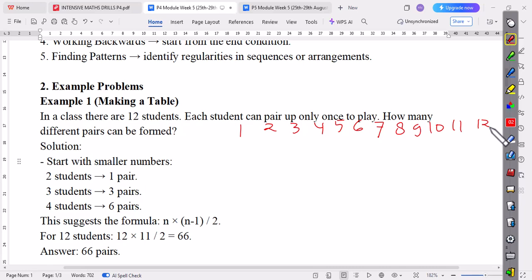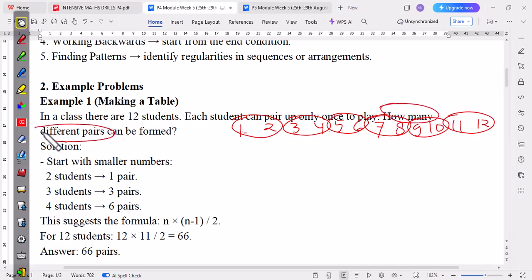If they pair up to play, it could be 1 and 2, 3 and 4, 5 and 6, 7 and 8, 9 and 10, and 11 and 12. But this needs other combinations too, like what if 1 pairs with 3, 1 pairs with 4, 1 pairs with 5. That can be done. So we need another strategy to solve this, because they ask how many different pairs can be formed. Let's solve this question by using a table.